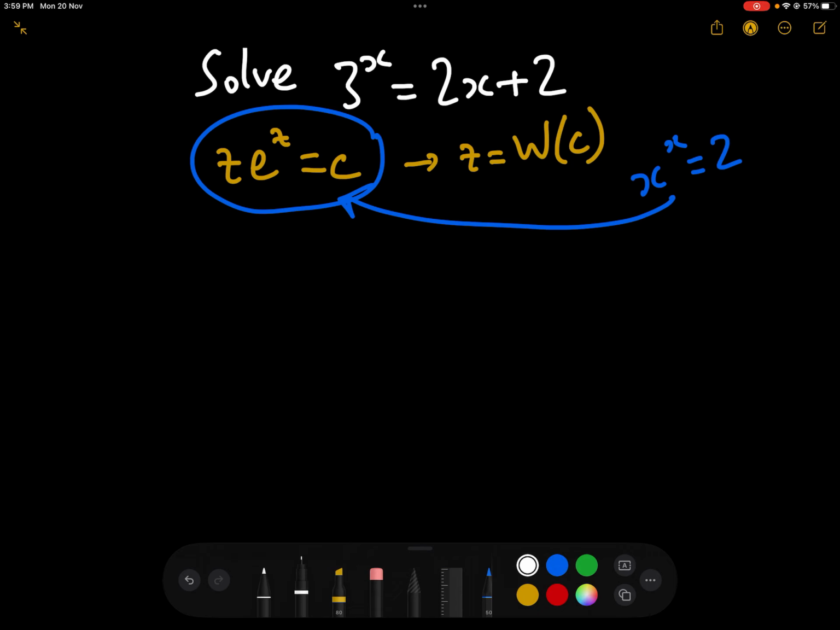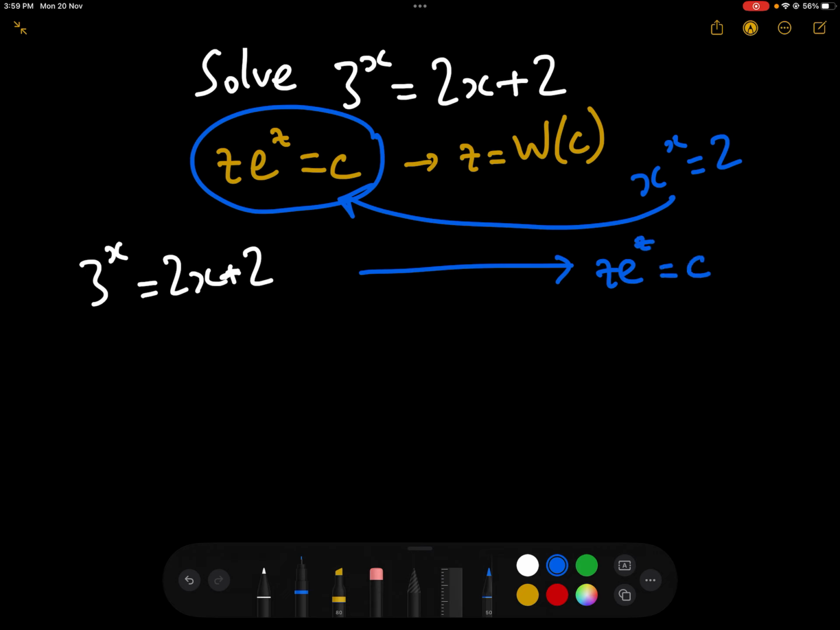We're going to use exactly the same strategy here to solve 3 to the power of x equals 2x plus 2. So let's go. So we've got 3 to the x equals 2x plus 2. And let's just remind ourselves what we actually want. We want it in the form z e to the z equals c. Okay, so first of all, let's just divide by 2, make it a nice and easy start. So that's 3 to the power of x over 2 is x plus 1.